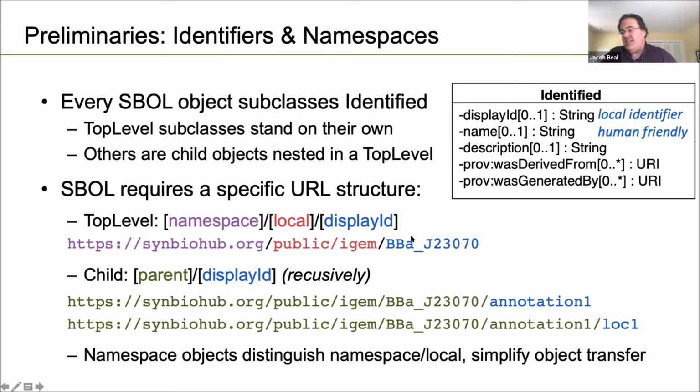Your display ID is the last element. And in between, however many layers of sort of directory structure you've got, that's the local between the namespace and the display ID. So think of it as a namespace gives you a little area of file system that you're naming things within. So for example, here's an iGEM part on SynBioHub, this J23070 part, which is synbiohub.org is our namespace that we're working within, and then there's a local here.